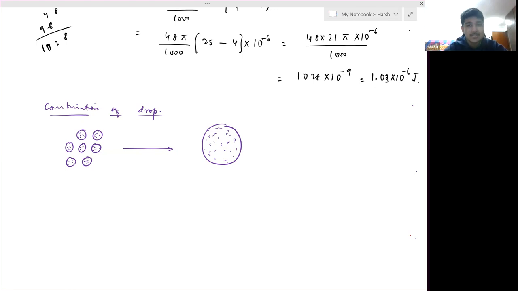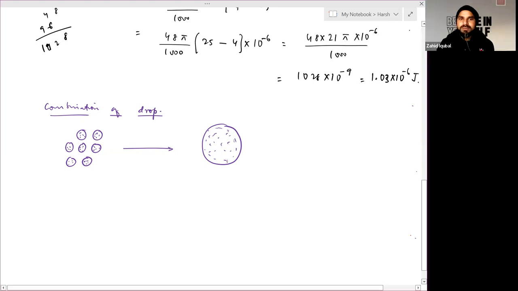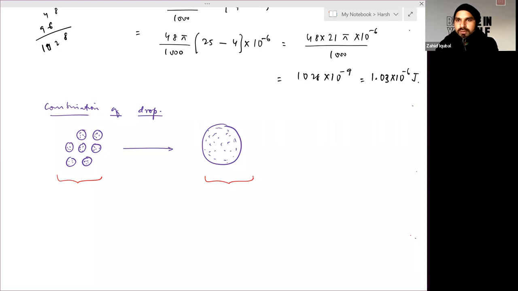So the smaller the object, the more area is exposed to air, and the larger it gets combined, the least surface area is exposed. So this will have more surface area and this will have less surface area. Since work done is proportional to change in surface area, a smaller drop will have larger surface area exposed as compared to the larger one. So greater the area, greater the surface energy. Smaller the area exposed, smaller the energy.